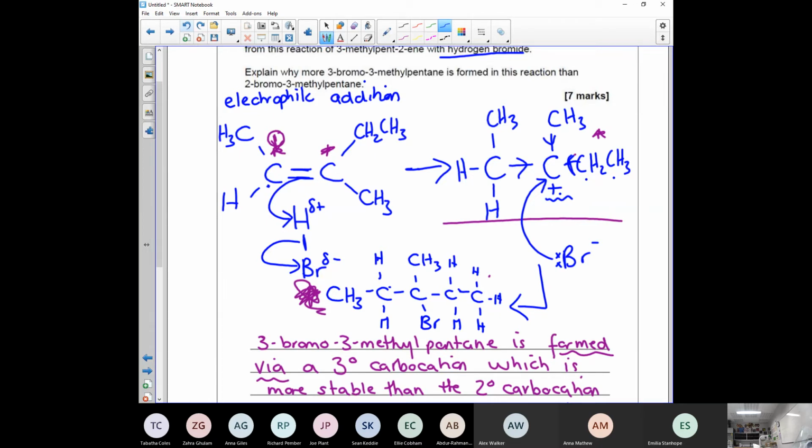So the more carbons around there, the more the electrons are pushed towards that positive carbon, so the more stable the carbocation is. I'm not saying it's a stable compound, it'll still react, it's just more stable. The fewer carbons there are, the less chance there is of electrons being pushed towards it. And we all know that as the positive inductive effect.